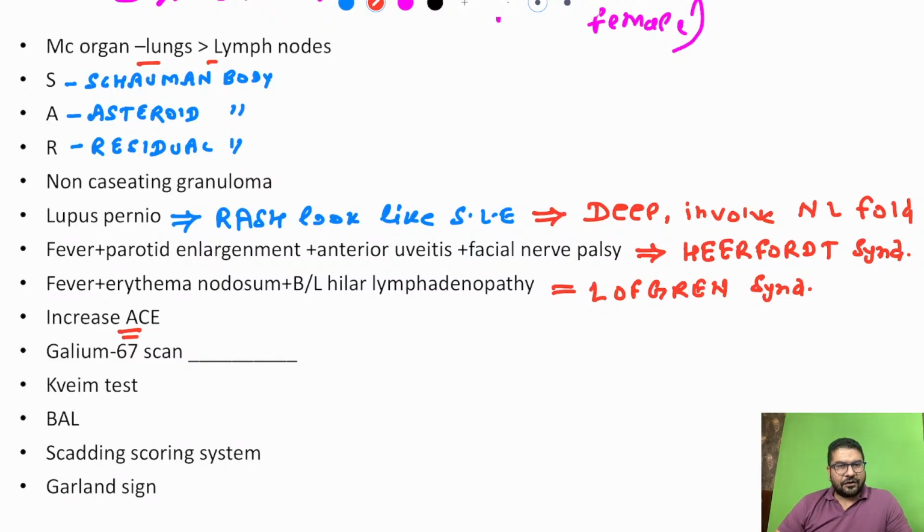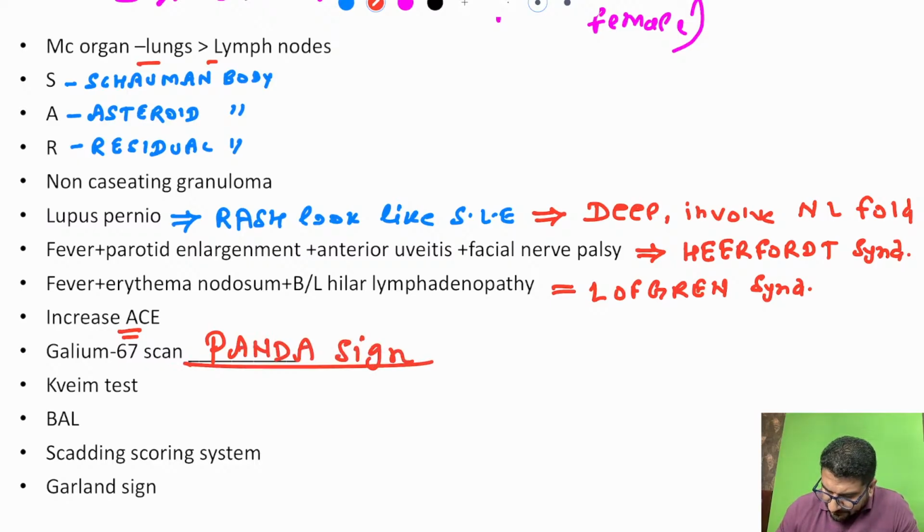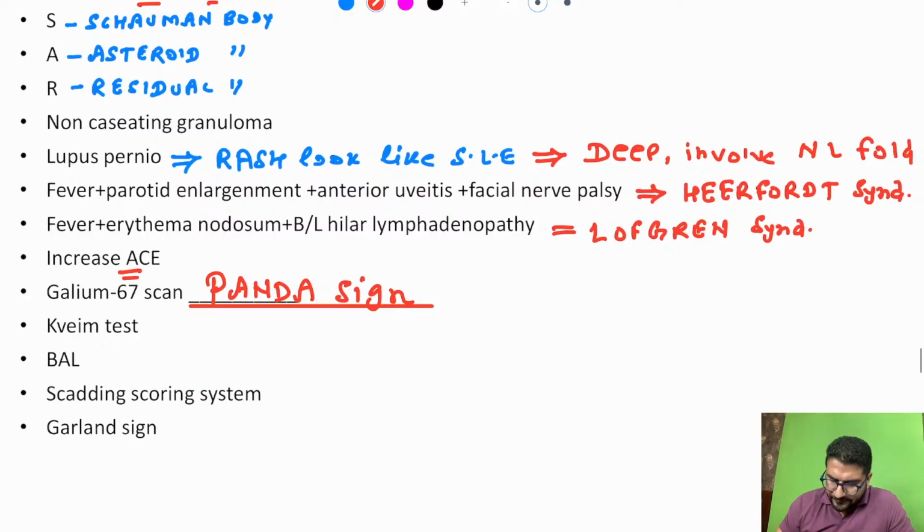Gallium scan अगर आप कराओगे, we call it gallium 67 scan. So in gallium scan you will find panda sign. Then we can do Kveim test. Then we can do BAL. BAL means bronchoalveolar lavage. So in BAL you will find CD4 to CD8 ratio.